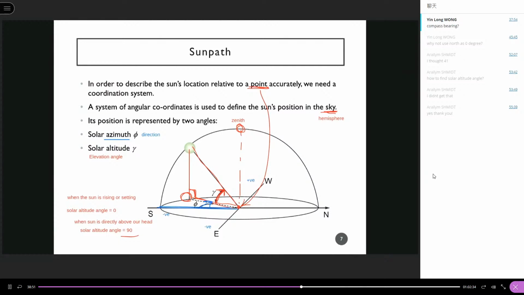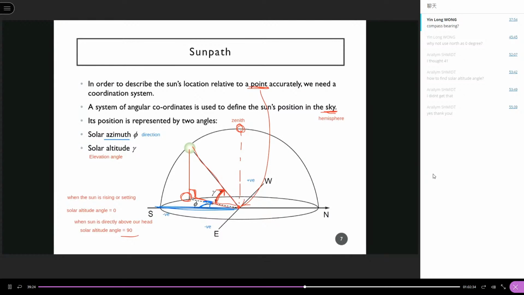So we are measuring on a horizontal plane, from the south, and the angle until it touches the vertical plane containing the sun. Then this angle is the solar azimuth. And we have positive and negative. To the east, negative. To the west, positive.